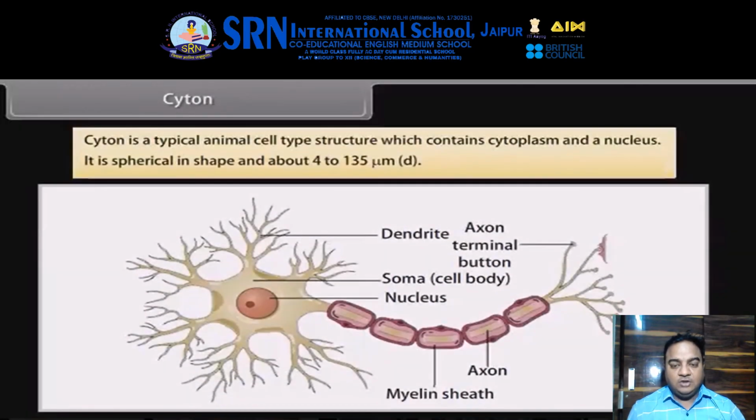Now here on the screen is the structure of the axon and the dendrites. Combinedly they constitute the neuron or the nerve cell. So here cyton is the central structure and is a typical animal cell type structure which contains cytoplasm and a nucleus, and is spherical in shape and is about 4 to 135 micrometer in size.